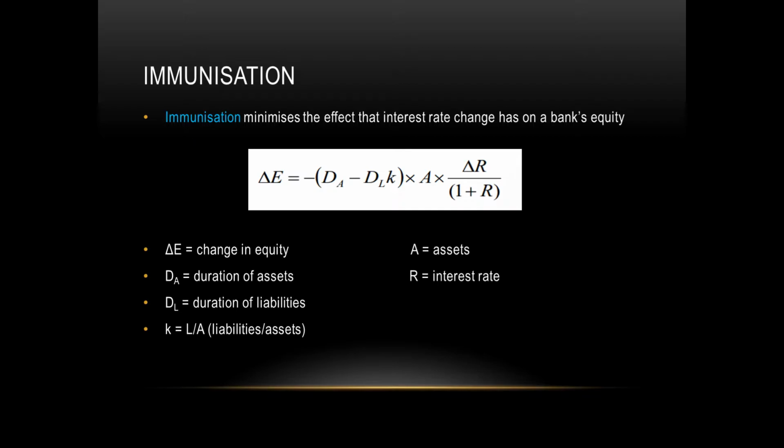equity value. And you can see the formula for immunization below. So basically all it is, change in equity equals minus duration of assets minus duration of liabilities times K, where K equals liabilities over assets, times total asset value times change in interest rate over 1 plus interest rate. So it's a pretty straightforward formula so far.